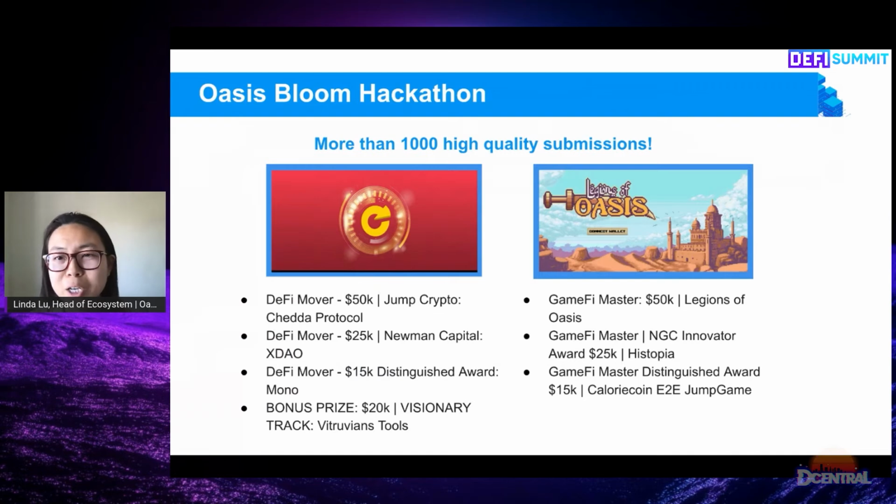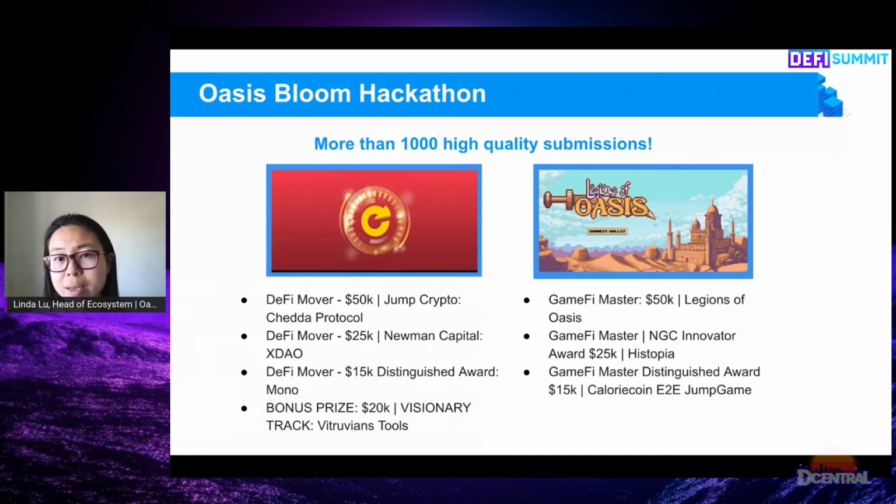So yes, to summarize, Oasis is really best placed to provide the critical pillar to support Web3, as we believe privacy is what's needed to bring DeFi and Web3 applications to the next stage. And we recently concluded a hackathon where we had close to around 1,000 high quality submissions. And I will not go into detail about the winners of the hackathon.